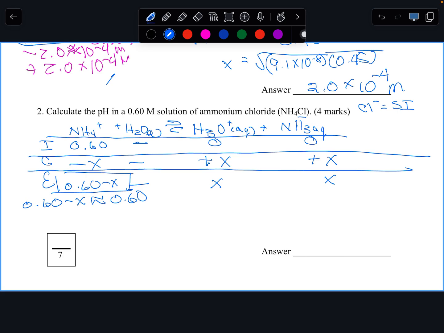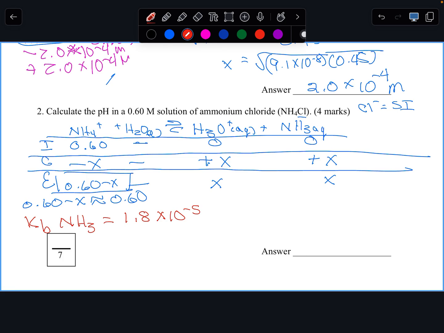Now, next, we've got a new thing here. I'm going to switch colors. Next, I go to my tables, I'm looking up, and I can find the Kb for NH3 is equal to 1.8 times 10 to the minus 5. I just looked that up. You will never have to know those. I will give them to you. On this particular worksheet, I'm giving this to you.